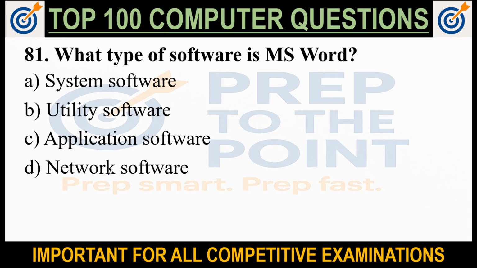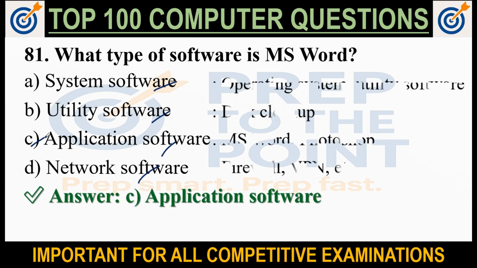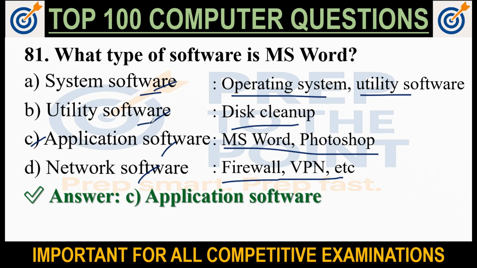What type of software is MS Word? System software, utility software, application software or network software? The right answer is application software, that is option C. MS Word, Photoshop are the examples of application software. Firewall, VPN are network software. Operating system is system software, and disk cleanup is known as utility software.